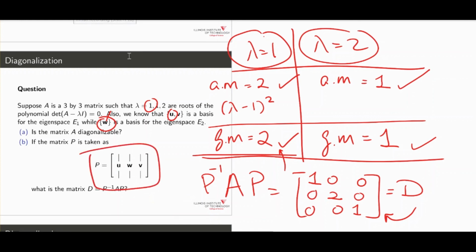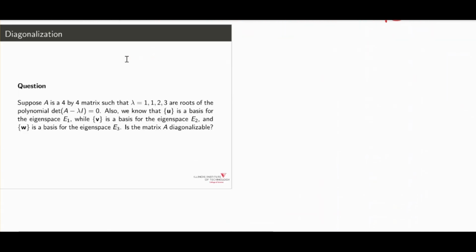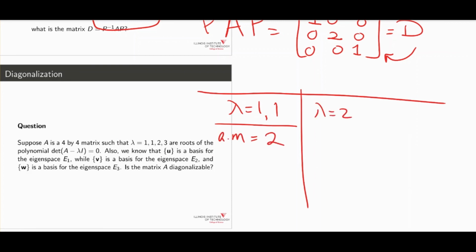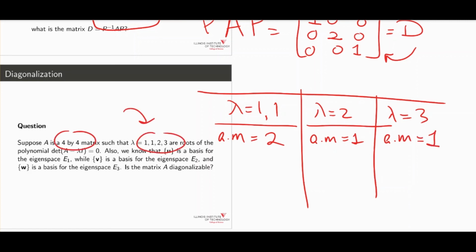Straightforward. The solution for the second problem: let's do the same analysis. The algebraic multiplicity for lambda equals 1 is 2. For lambda equals 2, the algebraic multiplicity is 1. For lambda equals 3, the algebraic multiplicity is 1. Because this is a 4 by 4 matrix, these are the roots of that polynomial, so we definitely have a factor like this, a factor like this, and a factor like this, equal to 0.